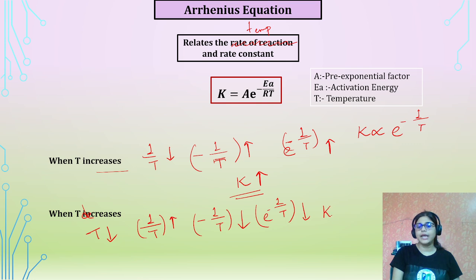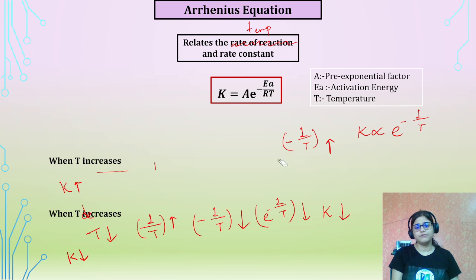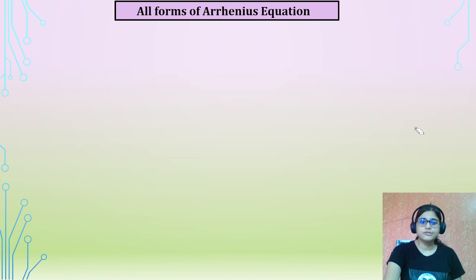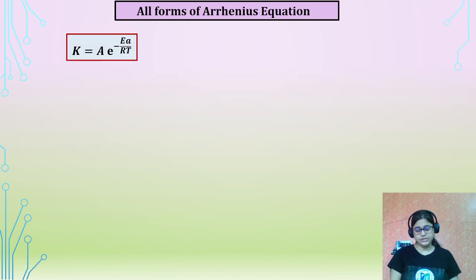So K will decrease. Fine. So when T increases, K increases. When T decreases, K decreases. Fine. And K is proportional to rate. So you can understand now the fact which I have told you in the first slide. Okay, fine. Next, all forms of Arrhenius equation.